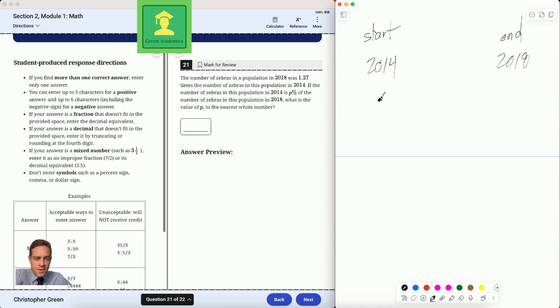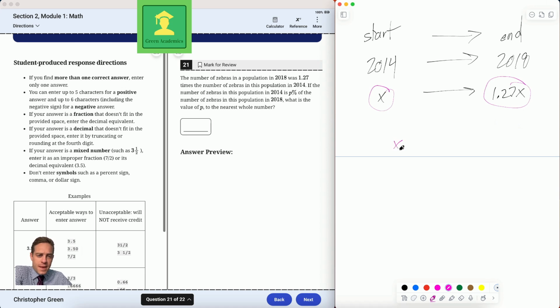So I'm going to say the starting is x, which means when you go from start to end, 2014 to 2018, x to 1.27x. Now, you could still get this wrong because the answer is not 27, and it's also not 73, because that's not how percentage change works, right? If you go up by a certain percent and down by a certain percent, you do not get back to where you started.